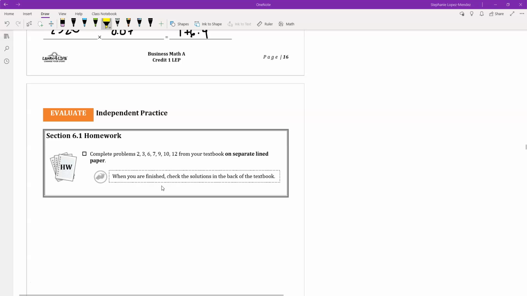Now continue with the homework for section 6.1 in your textbook. Complete problems 2, 3, 6, 7, 9, 10, and 12.